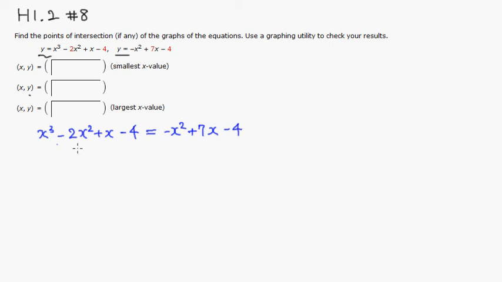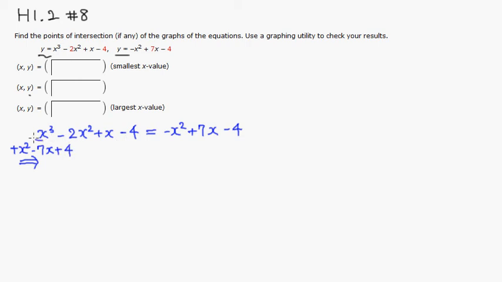I would like to put all the terms on one side, so let's put everything on the left hand side, then have a 0 on the right hand side. First we can get rid of negative x squared by adding x squared to both sides, and we can get rid of 7x by subtracting 7x from both sides. And to get rid of negative 4, we can add 4 to both sides. So let's do that.